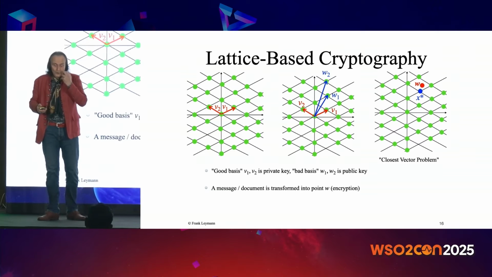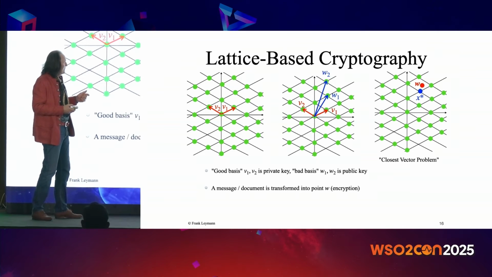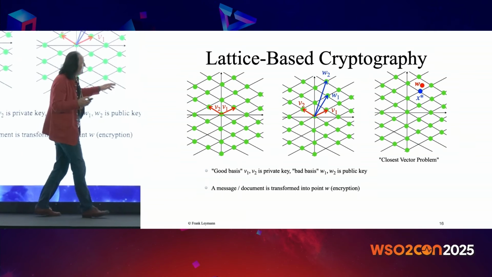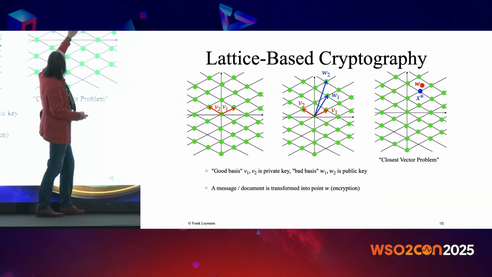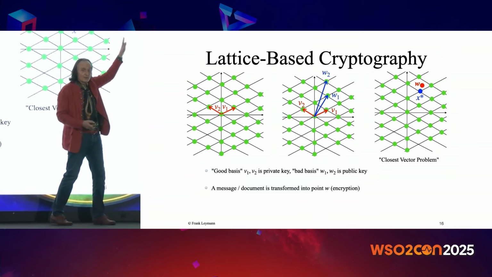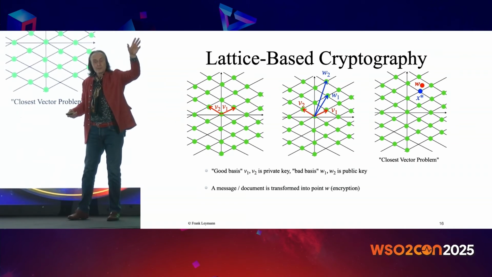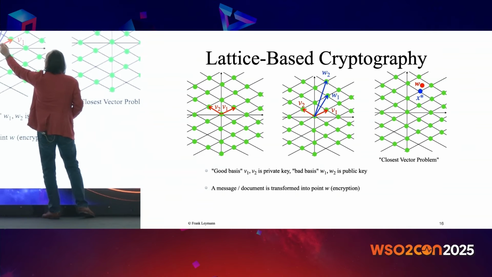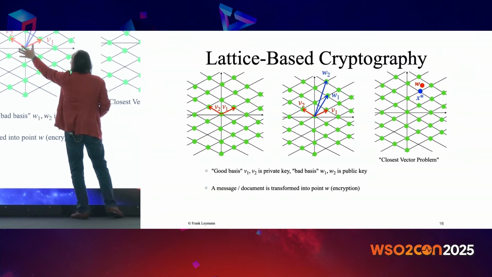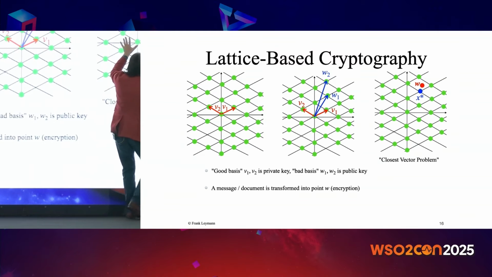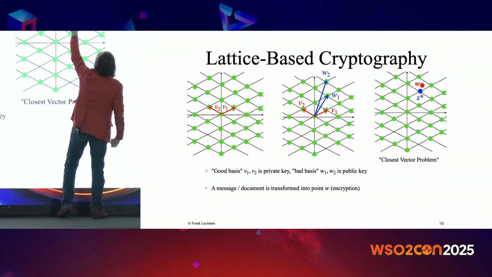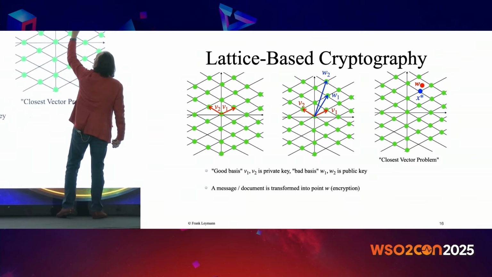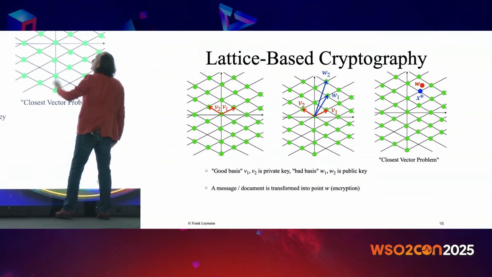And how do you do encrypting? Encryption, what you do is you take a message and you transform it by a well-known algorithm into a point W in this lattice. You do this based on the bad basis. If you want to decrypt it, you as the owner of the private key take the good basis, compute the closest point to the message W, do some rounding. The rounding algorithms are also published, and then you decrypt the message.